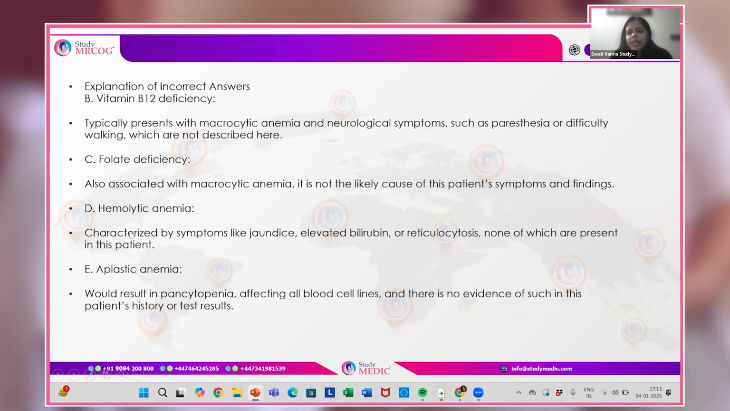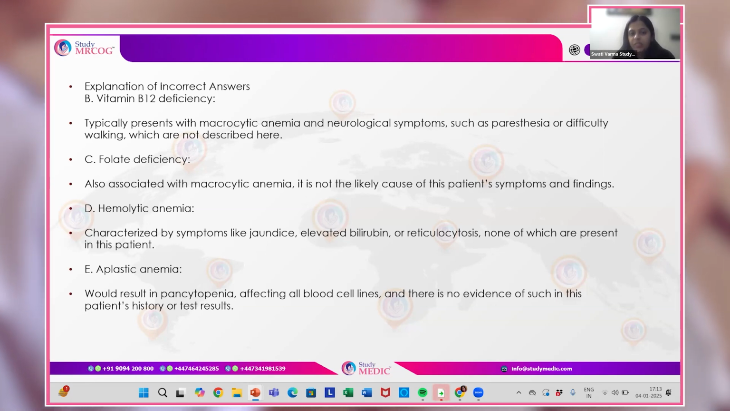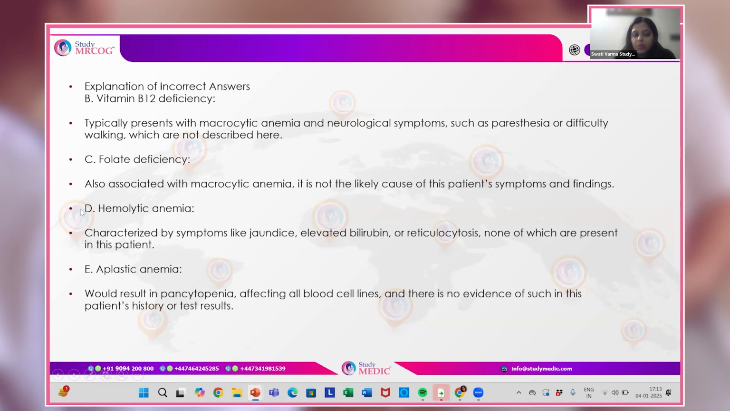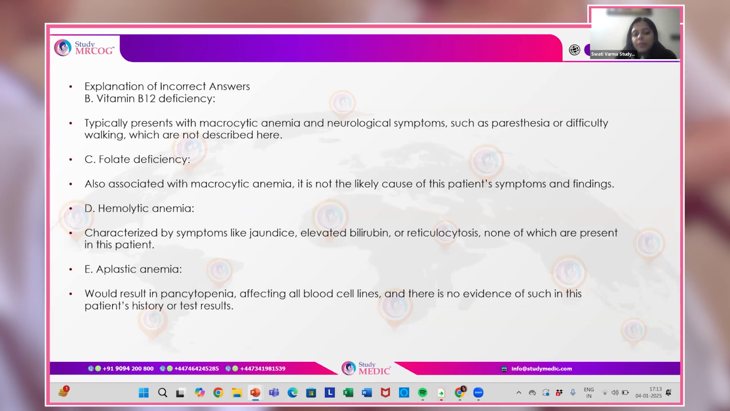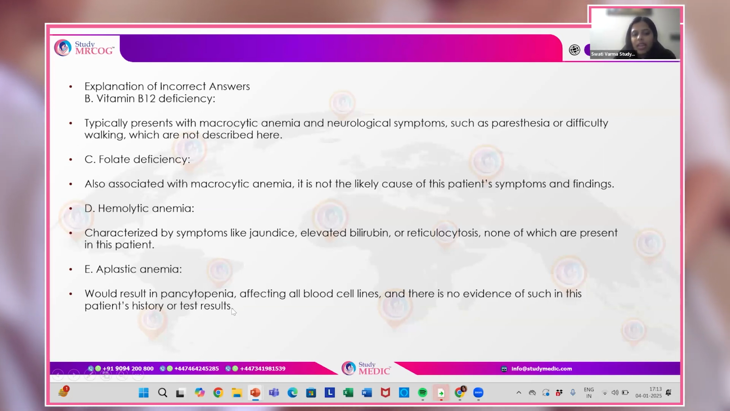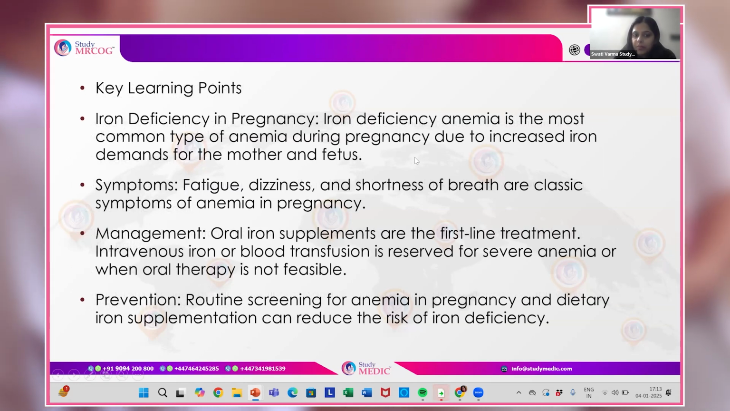Hemolytic anemia, as such, will always present to you with symptoms of breaking RBCs: elevated bilirubin, jaundice, reticulocytosis. All these things are not here. No syndrome which might be suggestive of hemolytic anemia. And last one, aplastic anemia. In aplastic anemia, they will give you findings suggestive of reduction in all blood cell lines, reduction of WBC count also, platelet count also. Since there is no such evidence anywhere in history or test results, aplastic anemia is also excluded. Hence, the most feasible answer is iron deficiency anemia.